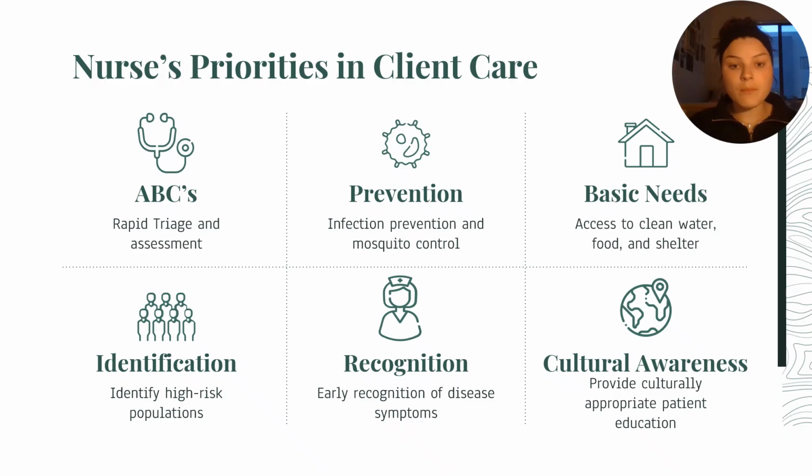With that scenario in mind, this is going to look at nursing priorities and client care. So as a disaster relief nurse, the first priority is always rapid triage and assessment. We're going to focus on our ABCs, so airway, breathing, and circulation, to help us identify life-threatening conditions. According to the World Health Organization, or the WHO, timely assessment and prioritization are essential components of an effective emergency response.